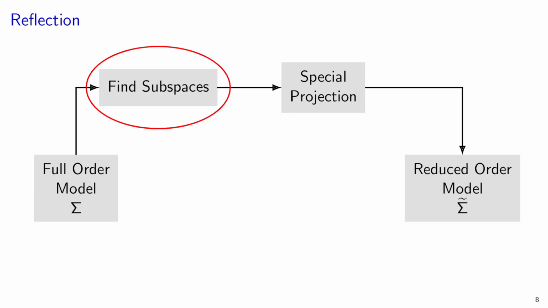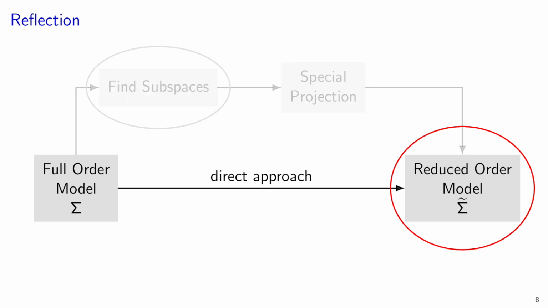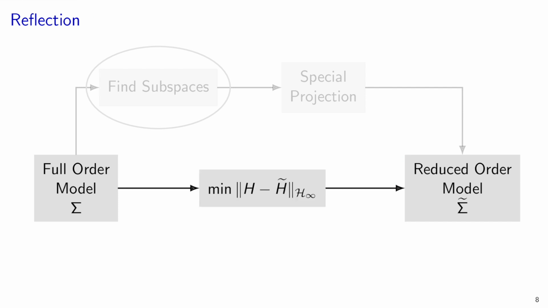Therefore, I propose to focus less on the subspaces, but more on the reduced order model, because that is what we're really after. So let's find a more direct way from structured full order model to structured reduced order model and try to minimize the approximation error on the way.